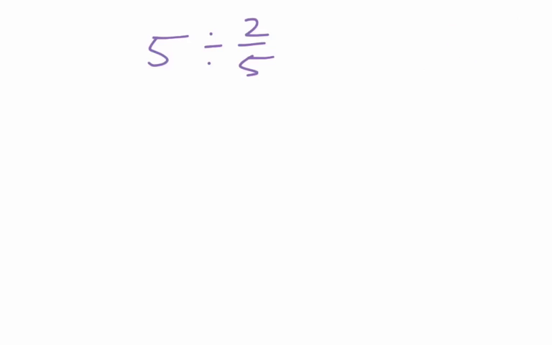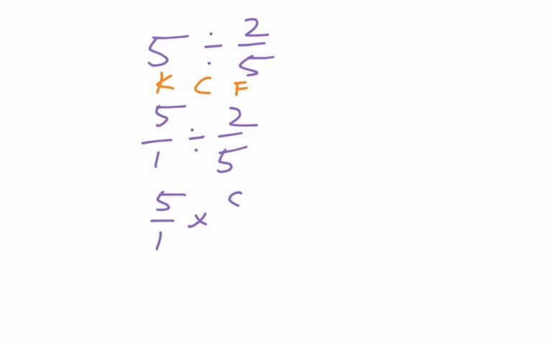So what you're going to do here is say 5 over 1 divided by 2/5. And then we have a keep, change, flip situation here. When you divide fractions, you keep, change, flip. We'll keep 5 over 1, we'll change to multiplication, and we'll flip the reciprocal here to 5 over 2. When we multiply, 5 times 5 is 25. 1 times 2 is 2, and I get 25 over 2.